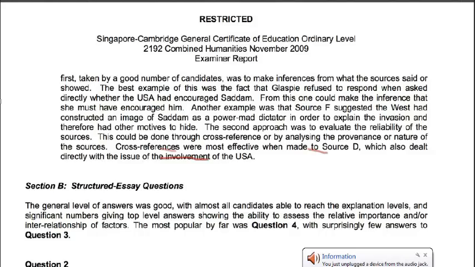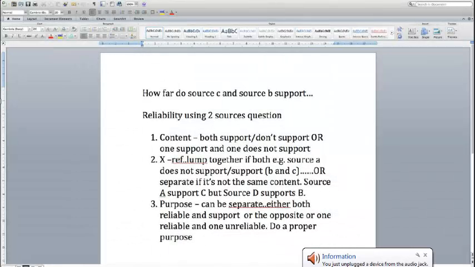Now let me just go through the format. I know it's a bit confusing, but I purposely print-screened the marker's report because I wanted you guys to actually understand that for this particular source, any answer would be acceptable as long as you're able to justify. Now, let's look at this. So for how far do source C and B support, this is a reliability using two sources question. But before you can start, you must get your content correct. And this is the part where they said making inferences. So you would say either both support, both don't support.